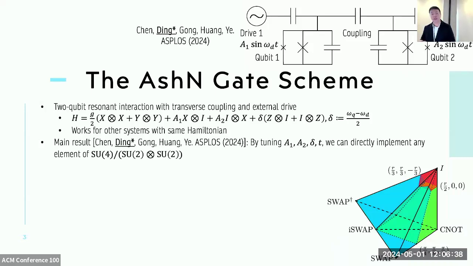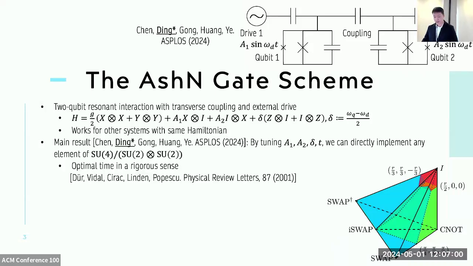The different colors correspond to different regimes. If you're fast to see this, A1, A2, delta, and T, that's 4 parameters, but this Weyl chamber is a 3-dimensional space. So there's over-parameterization going on here. This green, for example, corresponds to when delta equals 0. And this blue is when A1 equals A2. You have to take away 1 degree of freedom. The nice thing about this is that for the green and blue regions, we can prove that you can actually get to those 2-qubit gates in optimal time.